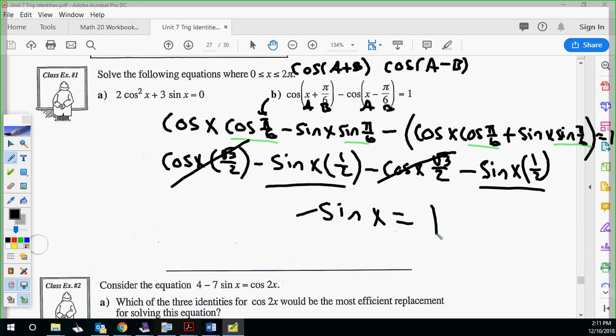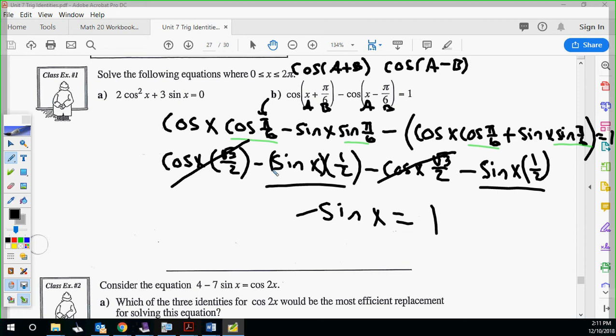-1/2 minus 1/2 is -1. So I have -1 sine x. Great, the sine x's were like terms. Remember, this 1/2 is not part of the sine of x at all. So it's 1/2 sine of x, a negative, so negative 1/2 sine of x, another negative 1/2 sine of x. Two negative 1/2s make a negative whole, equals 1.